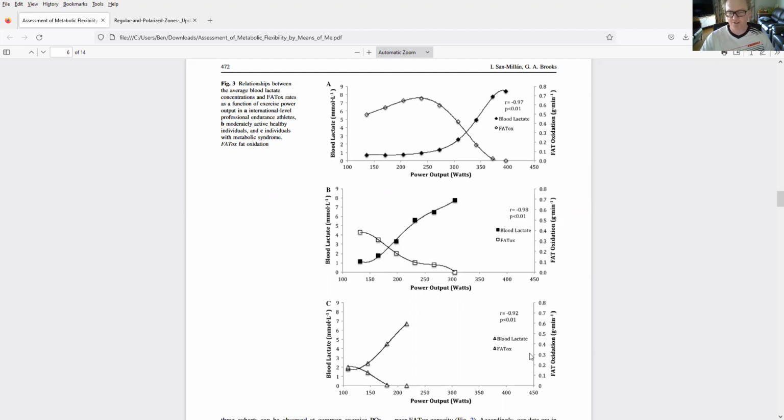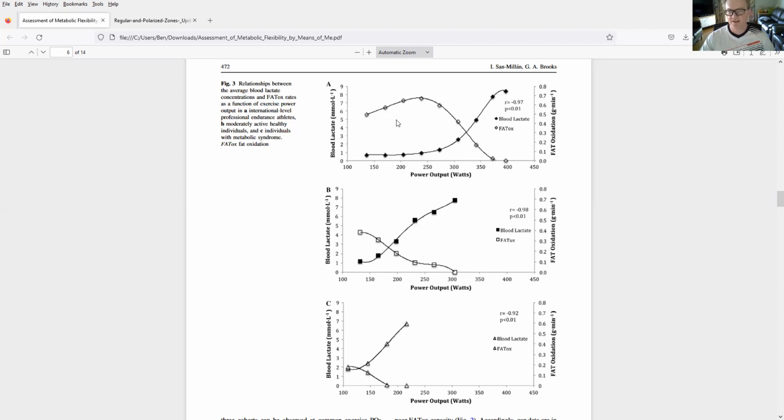I'm not going to touch too much on this. I just think it's good that he's put that there so we can see an extreme example, the extreme ends from untrained to highly trained. So what you'll see here, if we look at the top graph, at these colored in diamonds, is blood lactate on the left-hand side and power along the bottom. So we can see our lactate concentrations as power increases.